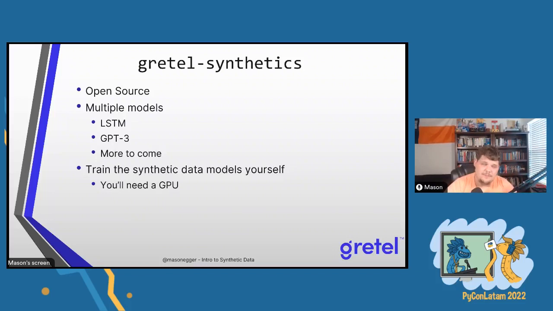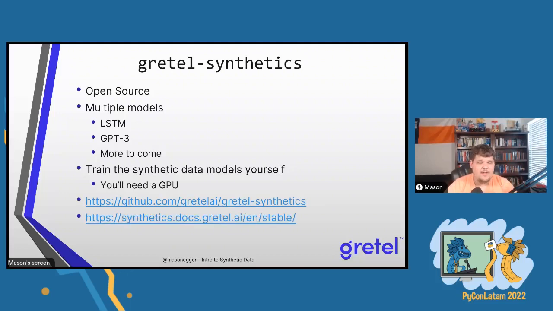So either spin up some sort of AWS instance, or you can use the Google Colab notebooks and attach a GPU. I don't know what the billing looks like for that, so just be wary of that. But you can check it out today. You can see all of our models today at Gretel Synthetics, and you can find our docs here.